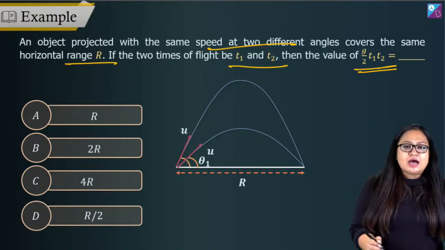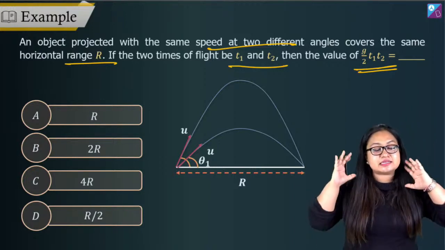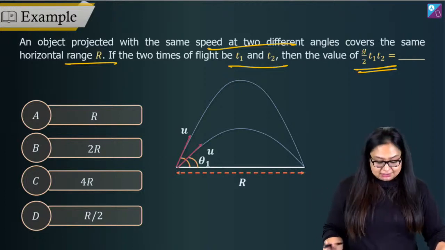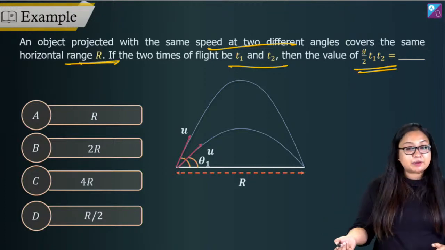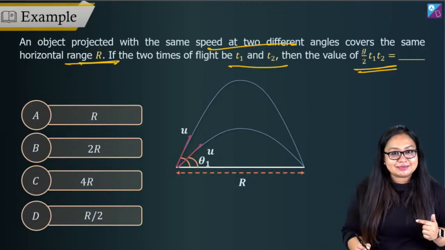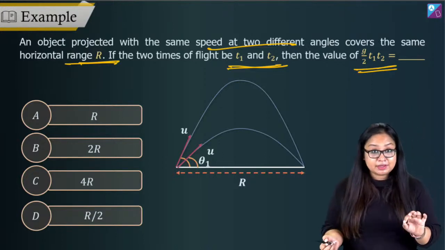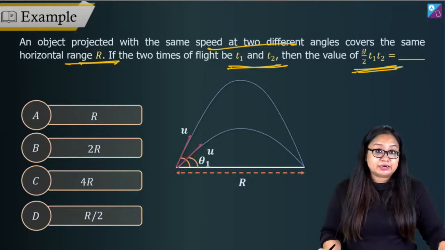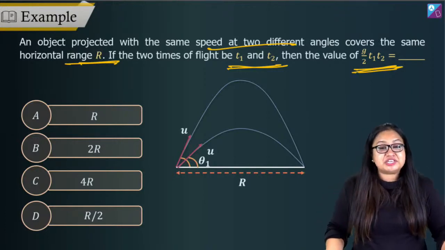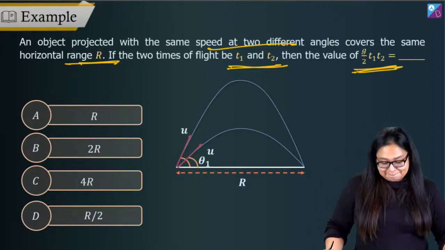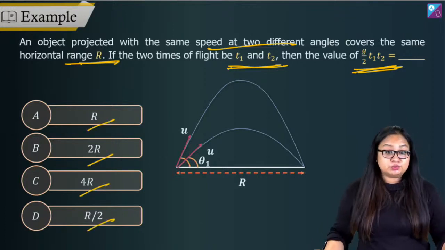Okay. Now let's solve this question. Come on guys. Till now we were just applying the formula, right? Now let's apply concepts. So, an object is projected at 2 different angles, same range, that means they are complementary angles. And if they are complementary angles, T1 and T2 are the times of flight for them. What is the value of half G T1 T2? Options are R, 2R, 4R and R by 2.